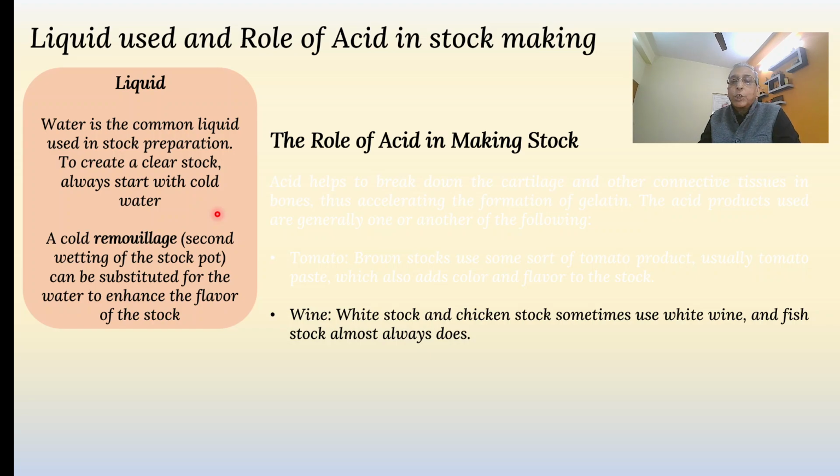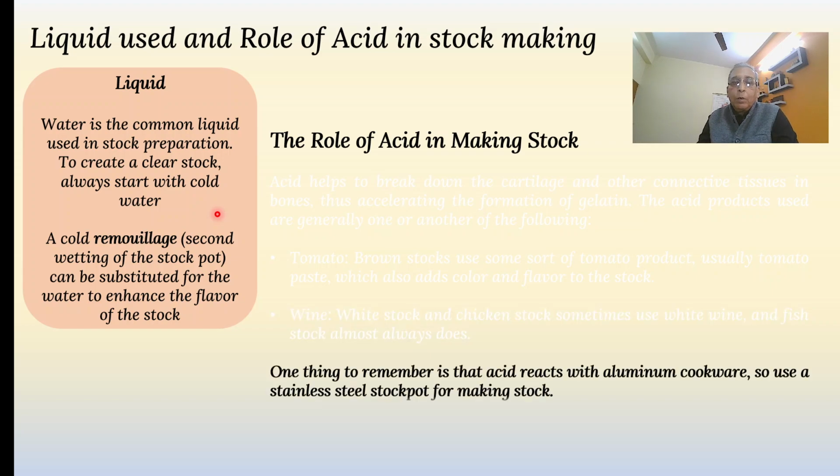Wine, white stock and chicken stock sometimes use white wine, and fish stock uses wine all the time. Now what happens? This wine means the presence of acid. Acid will help in coagulation. One thing to remember is that acid reacts with the aluminium cookware. So use a stainless steel stock pot for making the stock. Don't use any aluminium pot available in the kitchen.